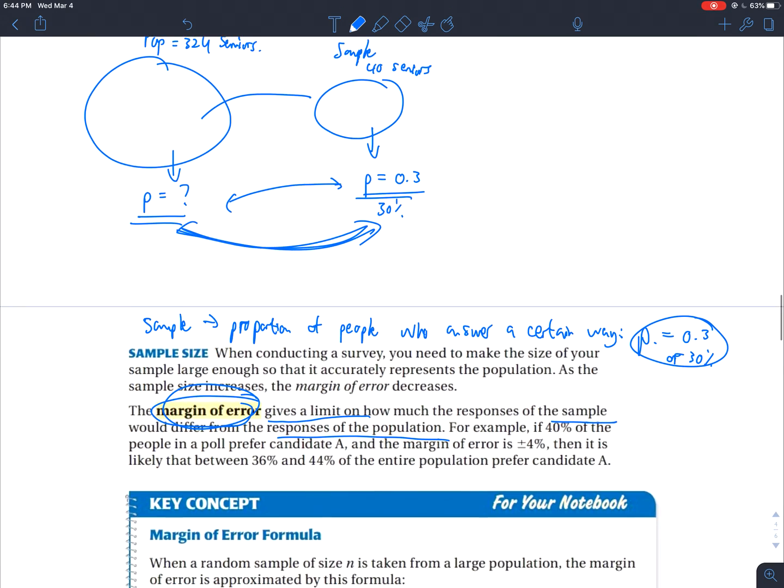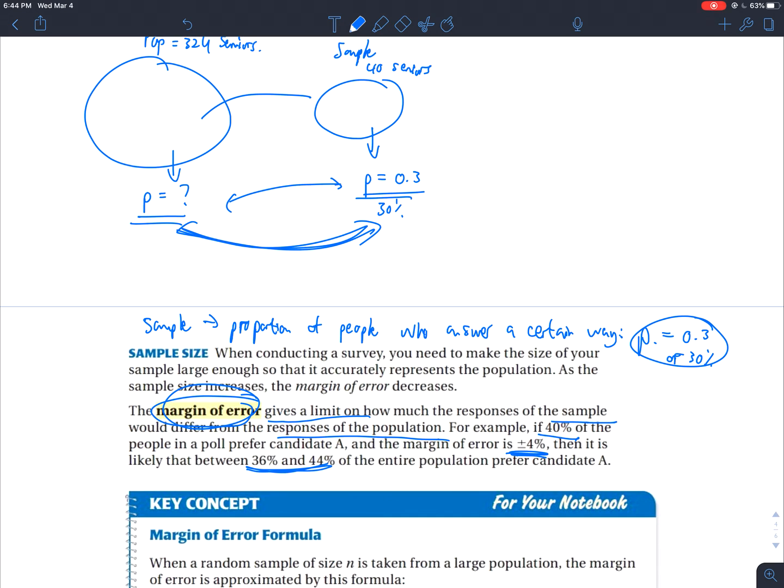For example, if 40% of the people in a poll prefer candidate A, and the margin of error is plus or minus 4%, then it's likely that between 36 and 44% of the entire population prefer candidate A.